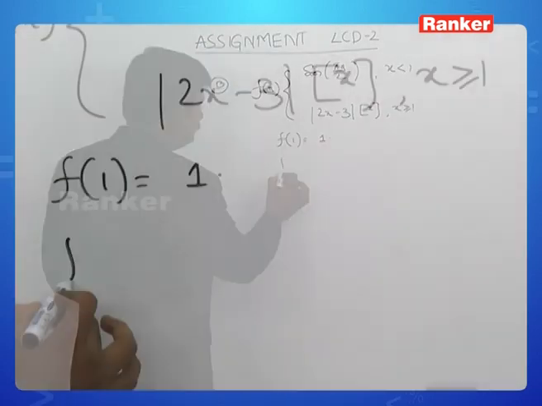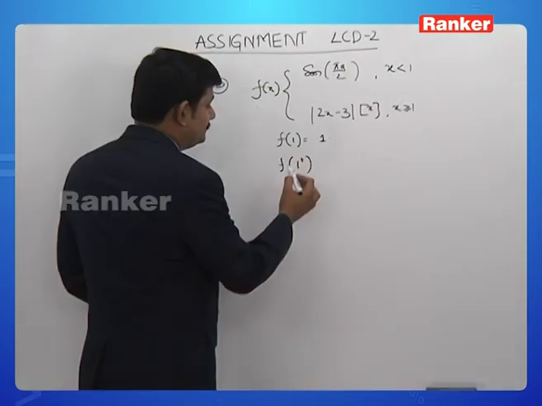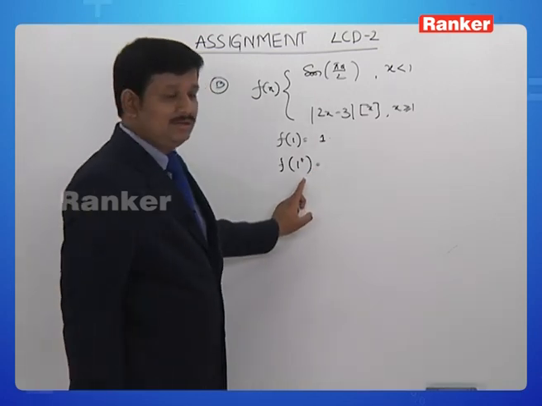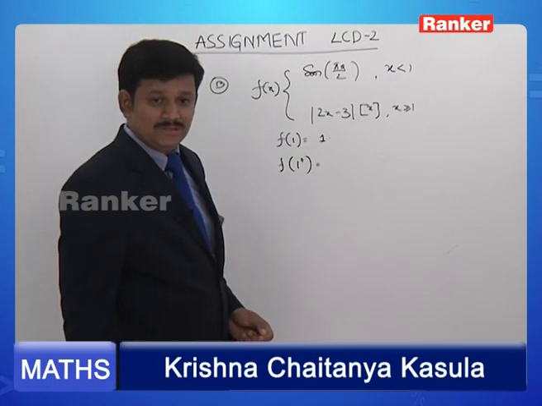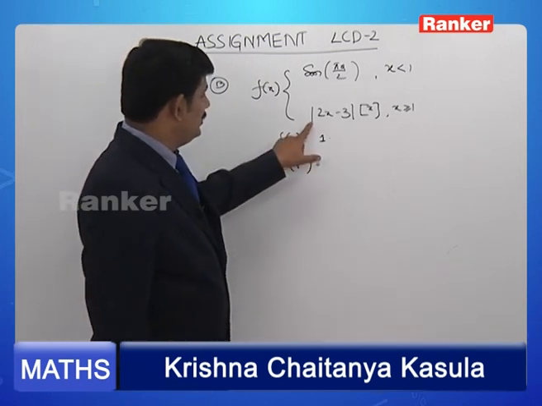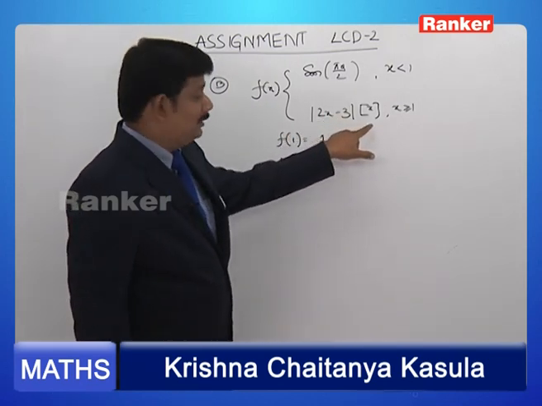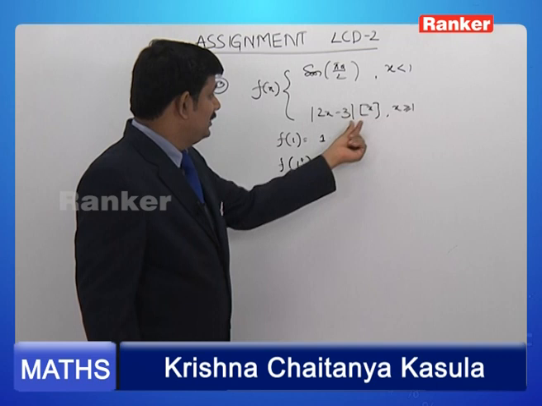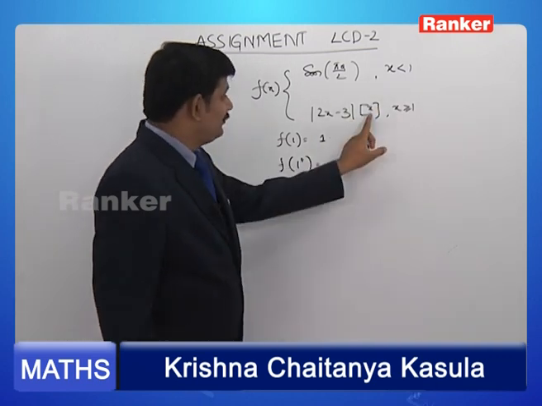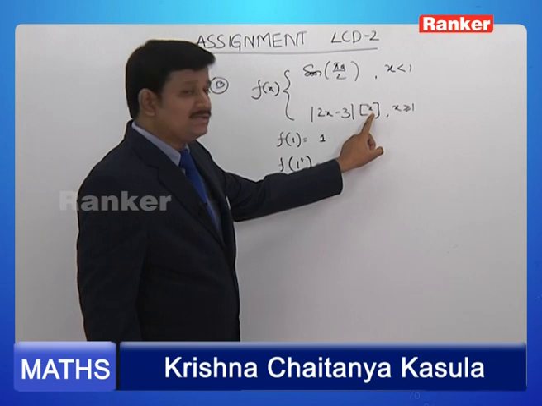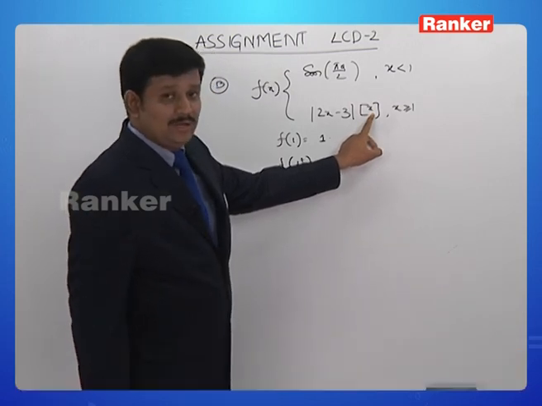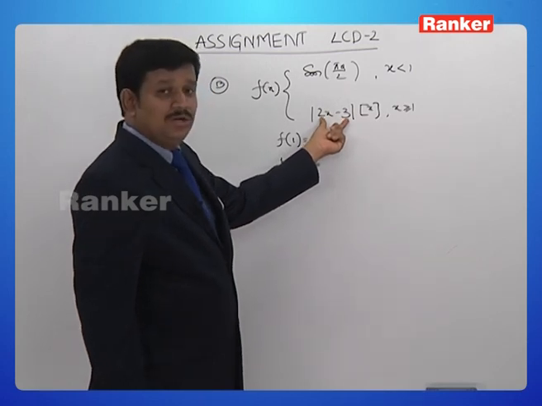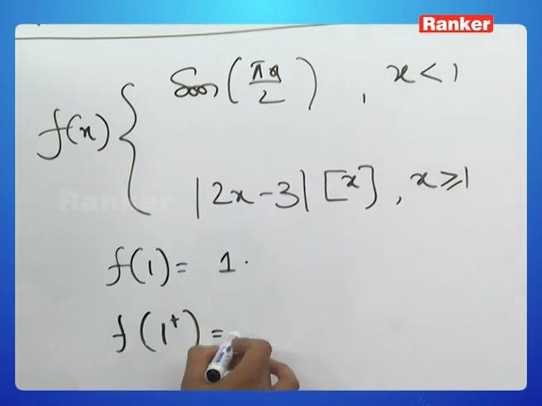Let us evaluate right hand limit at 1, f of 1 plus. Whenever x is slightly greater than 1, f of x is given by this definition. F of x is given by mod 2x minus 3 into step x. Now, x is slightly greater than 1, and whenever x is slightly greater than 1, integral part of x is going to be 1. So integral part of x is 1, and 2 minus 3 is minus 1 and mod is 1. So, again this is 1 into 1, 1.